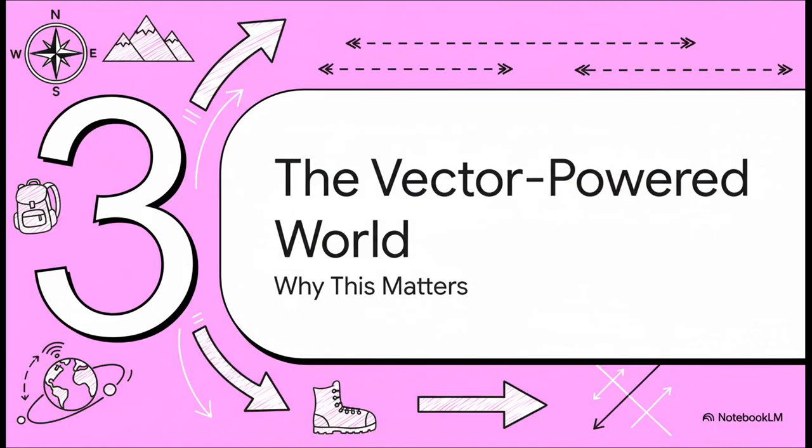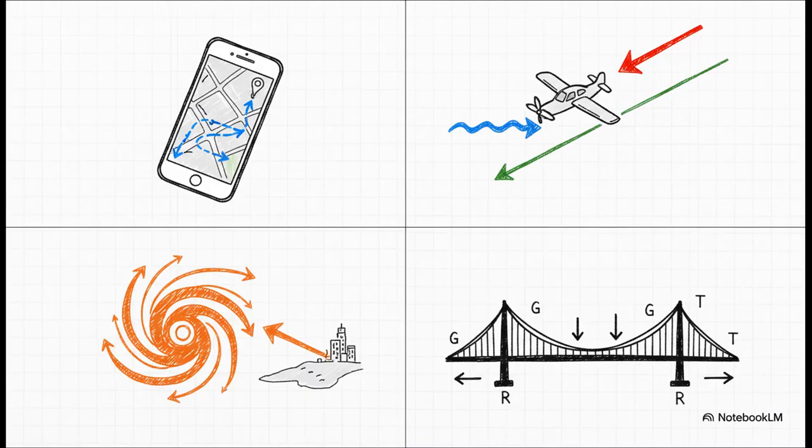Okay, so this is way more than just a clever trick for a hiking trip. This whole way of thinking, using vectors, is absolutely fundamental to how our modern world operates. Let's take a quick look at why this all matters so much. I mean, vectors are literally everywhere. Your phone's GPS is constantly calculating displacement vectors to figure out the fastest route. A pilot has to calculate their own velocity vector and add it to the wind's velocity vector just to stay on course. Weather forecasters use vectors to predict a hurricane's path. Engineers use them to calculate all the different forces acting on a bridge to make sure it's safe to drive on.